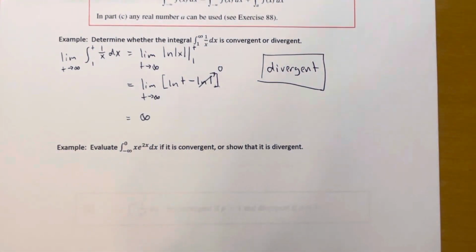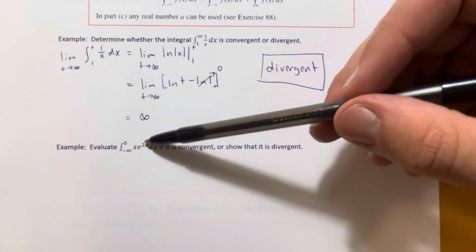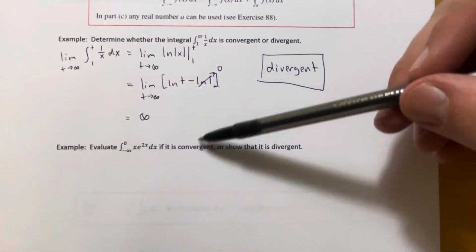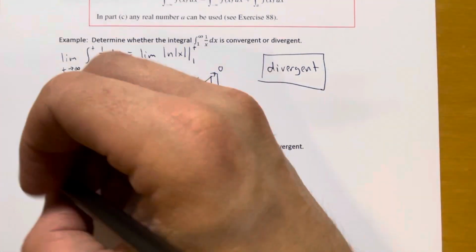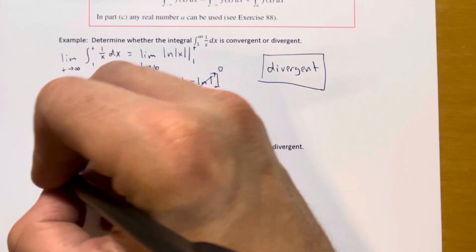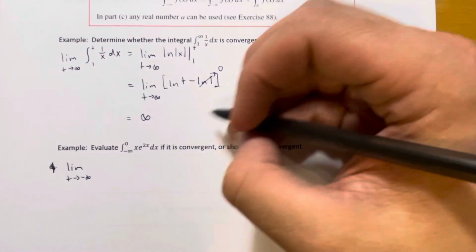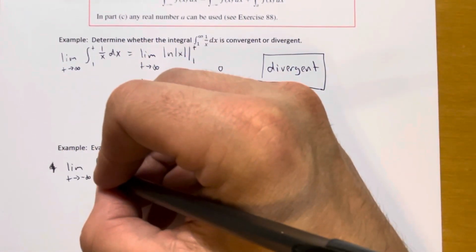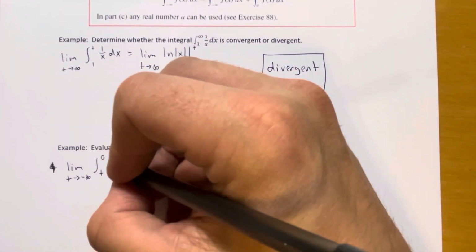Let's try another one. I want to evaluate this integral, the integral from negative infinity this time to 0 of x e to the 2x dx, if it's convergent. If it's not, I would like to show that it's divergent, which would follow a similar procedure as this. So same idea, but I want to find the limit as t approaches negative infinity this time, where I'm going to replace this negative infinity with that t, of x e to the 2x dx.